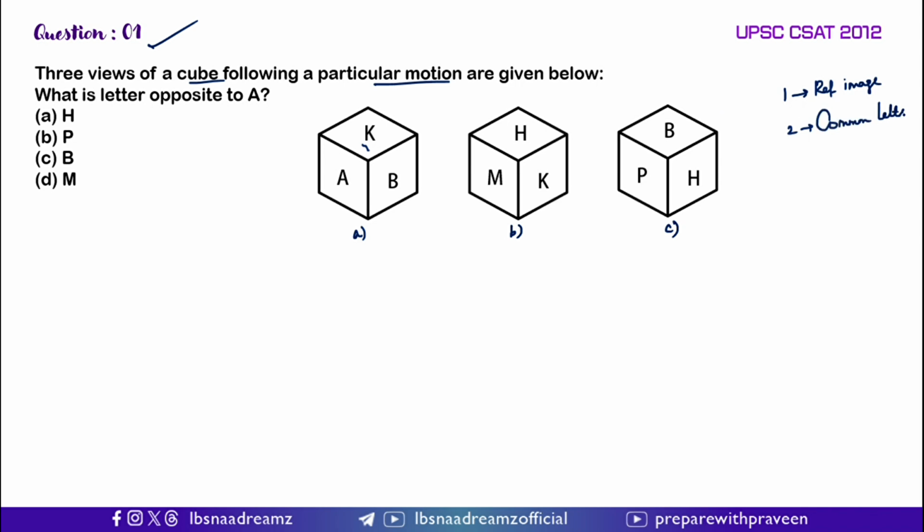Okay, in these 3 images, let us take this image as a common one because they are asking the letter opposite to A. We have to find the letter opposite to A. So let us take this image as the reference image and let us take K as common. It depends on you. See, if you take K as common, in these two images you can find K. So it will be easy for you to find the position of the letter, right?